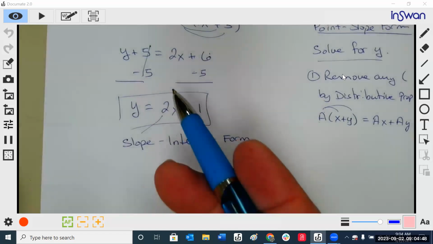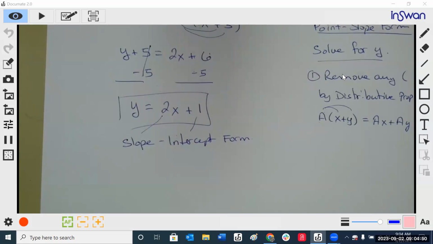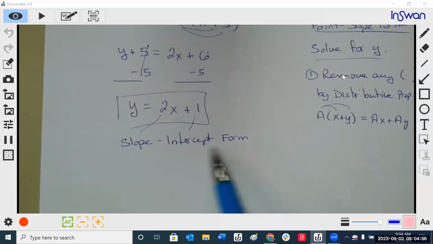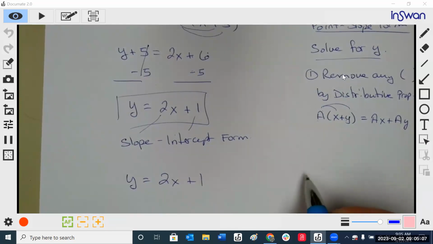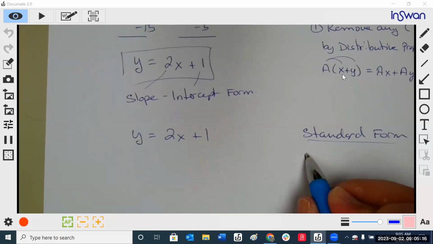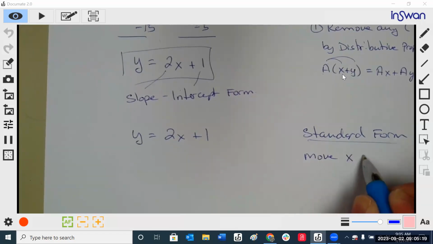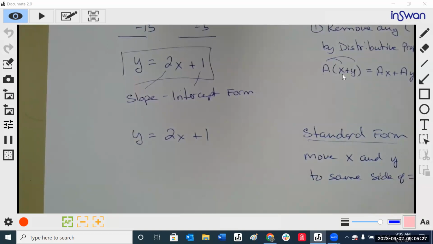Okay, so we start off with a slope equation. From there, we did the point slope formula. Then from there, we solve for y. We get the slope-intercept formula. What's the third one? All right, it's the standard form. To find the standard form, move x and y to the same side of the equal sign.